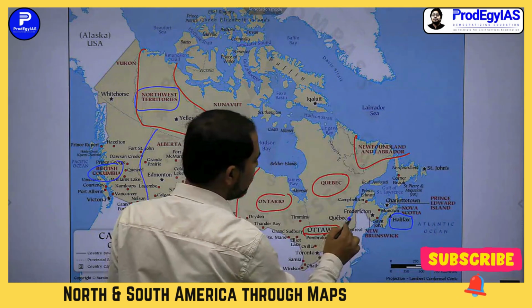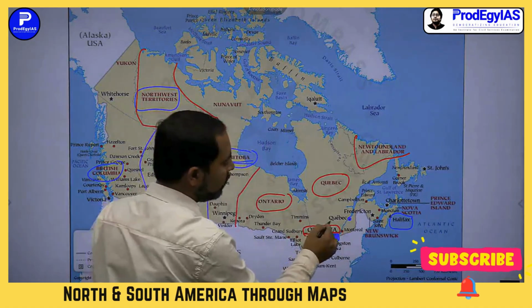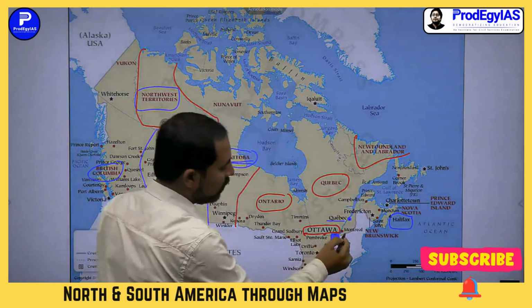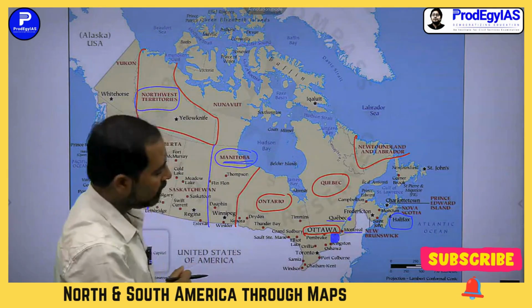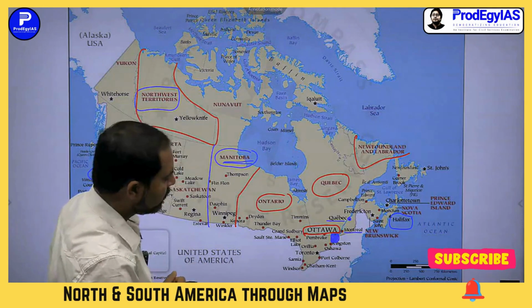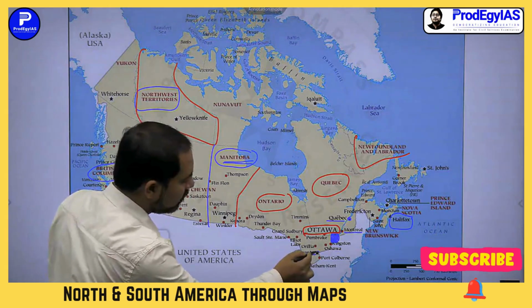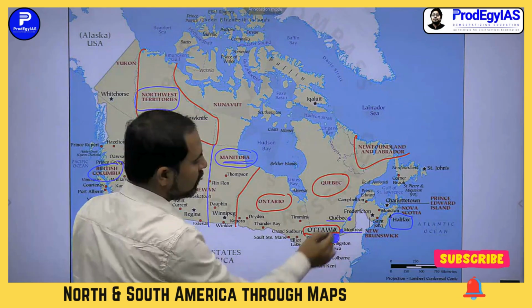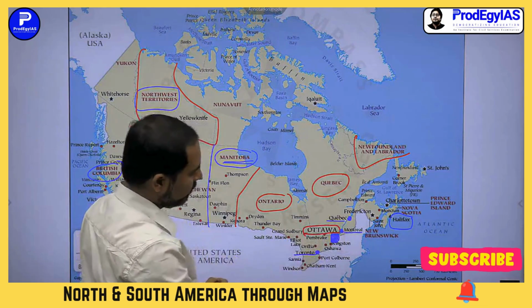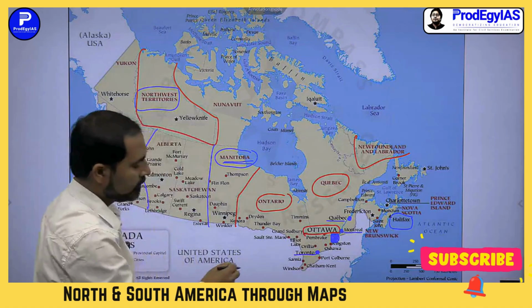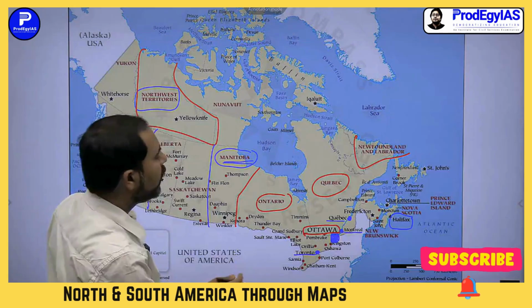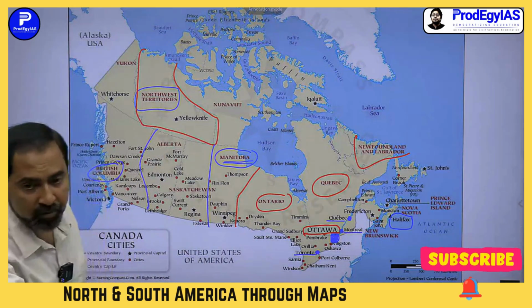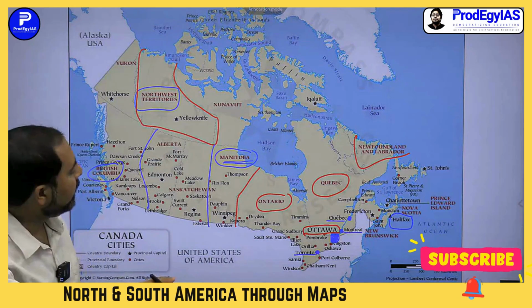Quebec on the bank of St. Lawrence River, Montreal on the bank of St. Lawrence River, Toronto, this one. So they are important cities. You should locate them or highlight them in your atlas. Important for their administrative purpose or their industrial purpose, right?